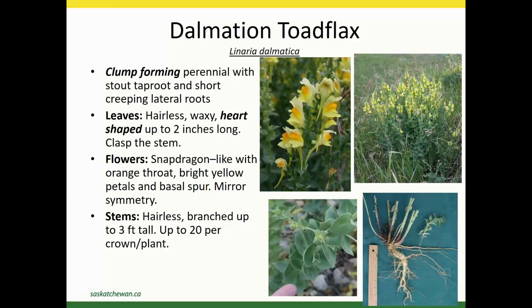up and down. And there's another plant, evening primrose, that often gets confused with the toadflaxes. Keep in mind, because it also has a spur at the base of the flower. But something to keep in mind with that is that the evening primrose will have 4-way symmetry. So it has 4 petals coming from the center, and then that spur goes down to the bottom. The stems are hairless, branched up to about 3 feet tall, and about 20 stems per crown or plant.